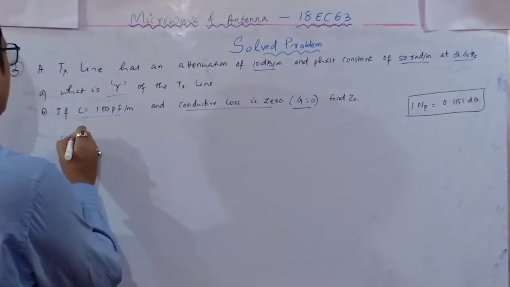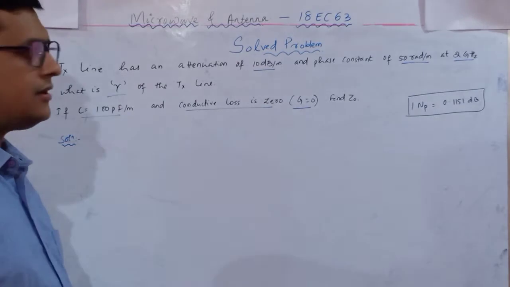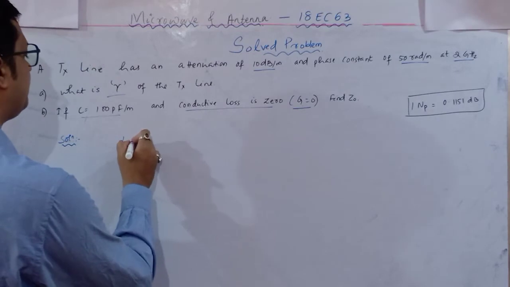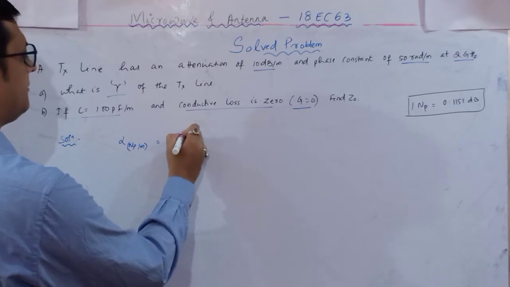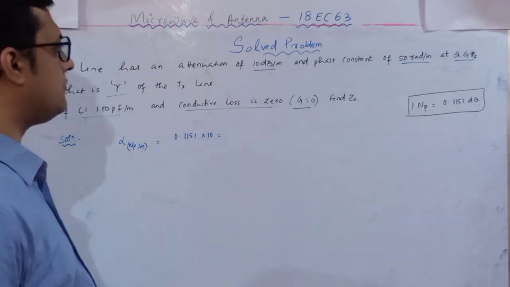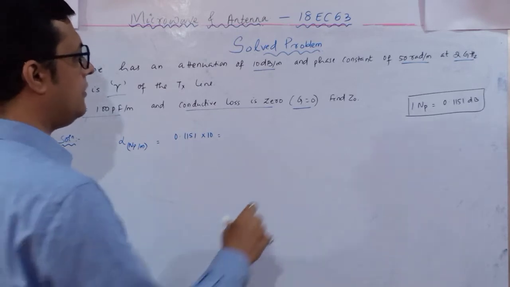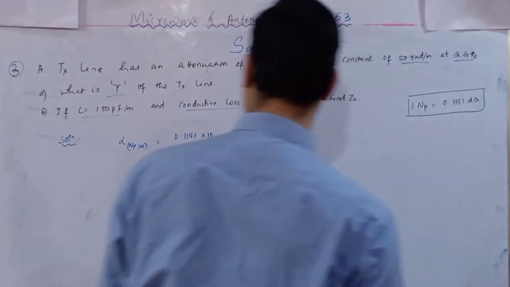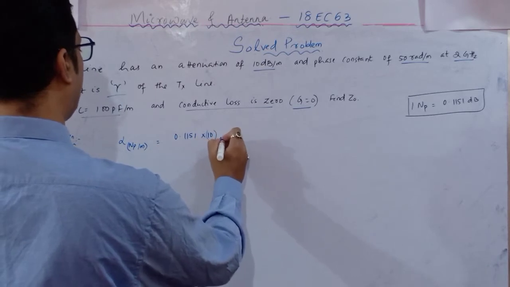So first of all, you have to convert the alpha value which is in dB per meter into Neper per meter. Okay, so alpha in Neper per meter is equal to 0.1151 into 10. Is it fine? So let me check once. Okay, so this is into dB.